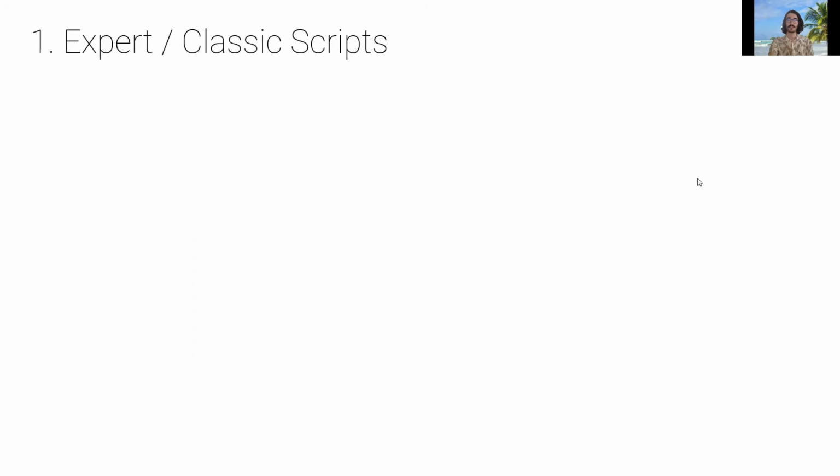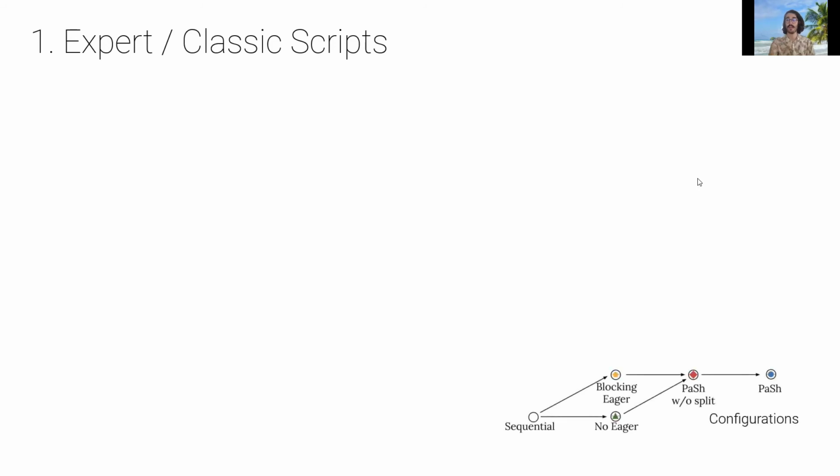So let's now look a little bit at our evaluation. First of all, we have a set of expert-written scripts that we've taken from GitHub and the literature. And on those, we run 4 configurations. First, we run it with PaSh, a sequential configuration. Then we run it with a configuration where there is no runtime support. Then with a configuration where the eager is blocking, as we showed in the runtime section. Then with a configuration where PaSh has no split. And then with a complete PaSh configuration.